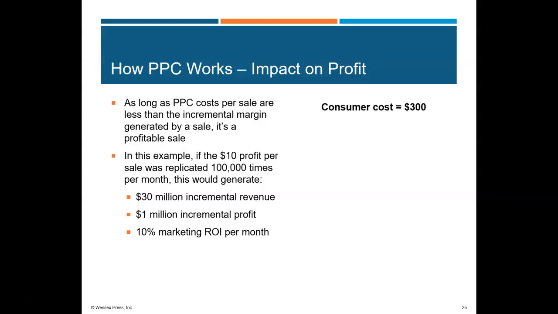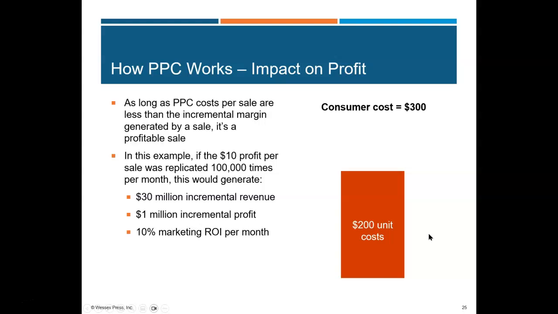The impact on profit. As long as PPC costs per sale are less than the incremental margin generated by a sale, it's a profitable sale. In this example, if the $10 profit per sale was replicated 100,000 times per month, this would generate $30 million incremental revenue, $1 million incremental profit, and a 10% marketing return on investment per month. So this is what it would look like. The $200 unit cost, $90 to your PPC, Google, whatever search engine you choose, and then your $10 profit.